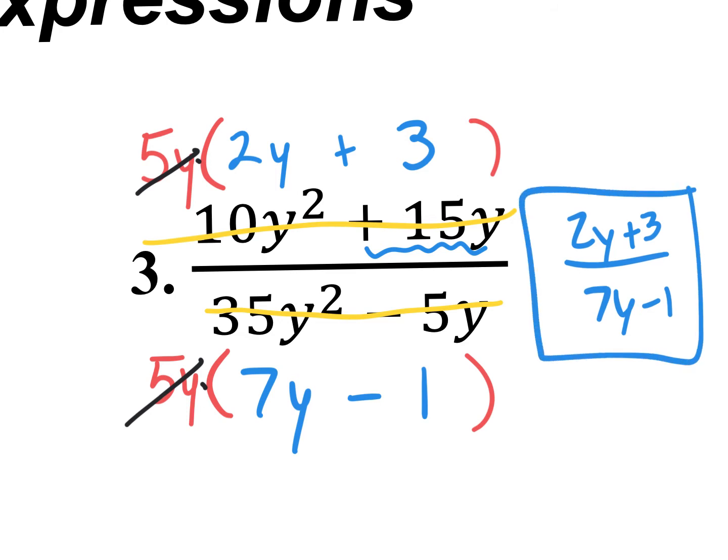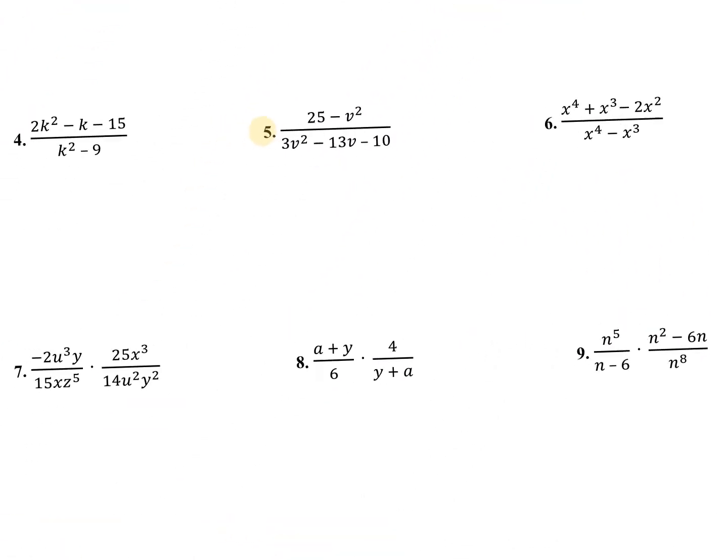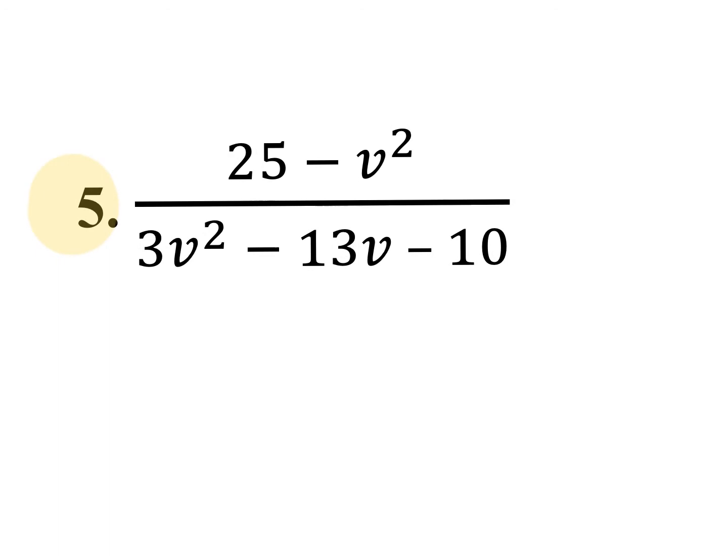Now, obviously, it gets way more complicated than that. Let's take a look at number 5. That's a little bit more fun. Now, why do I say it's more fun? Because in the numerator, I noticed something weird. They have the constant first, right? They have the 25 first instead of the variable v squared.